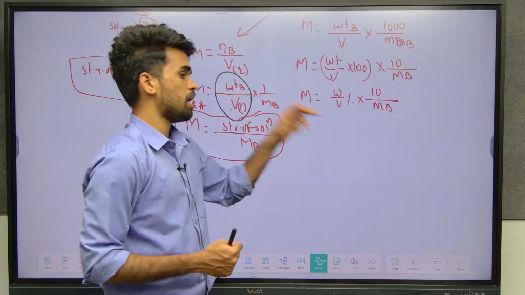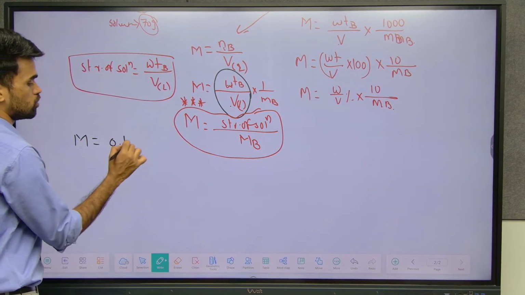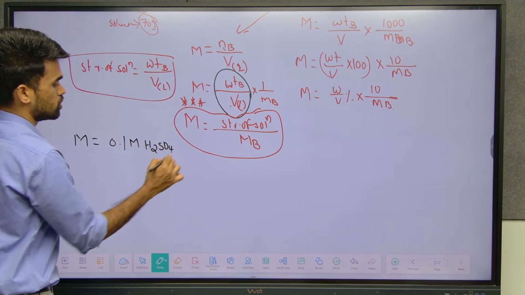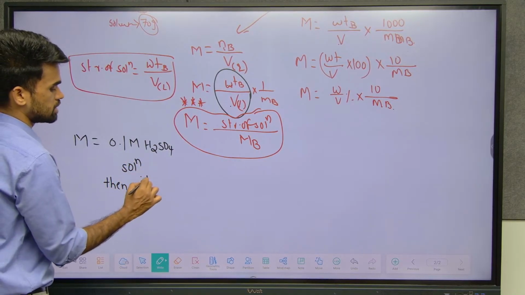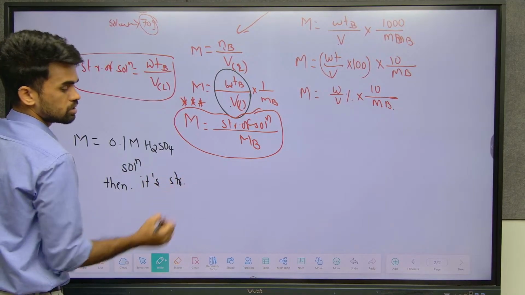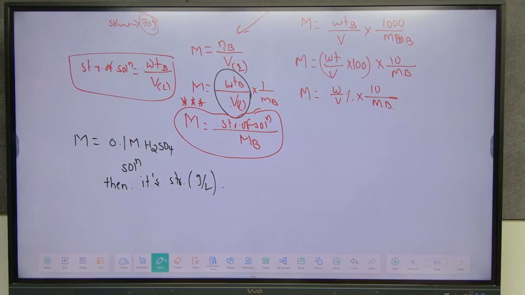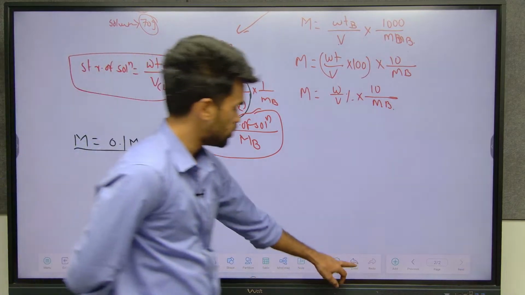For example, I am giving you molarity equal to 0.1 molar H2SO4 solution. Then its strength, meaning gram per liter. Tell me what is its strength? What have I given? Molarity I have given. I am asking you strength. So how do you do that?